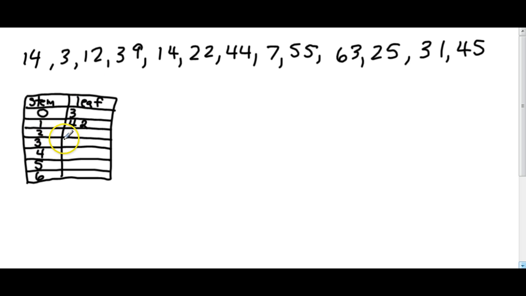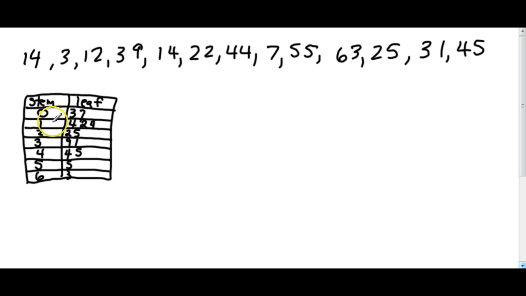39 is 30 plus 9, so we'll put a 9 here. Then 14 again, so we'll write a 4. And then 22, write a 2. 44 is 40 plus 4, then 7, so 7 would go here. 55 is 50 plus 5, 63 would go here. Then 25, right there, a 20 plus a 5. Then 31, put a 1 here. And then 45, we put a 5 there.